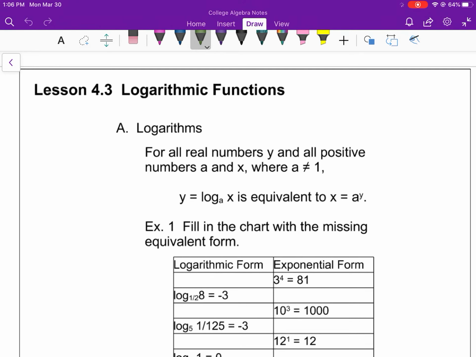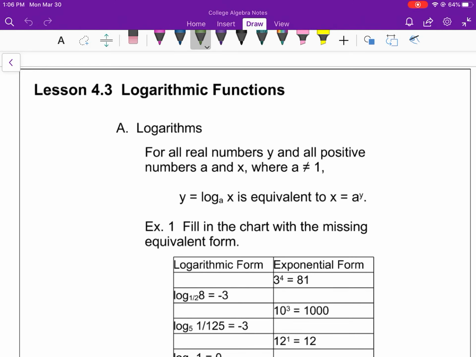College Algebra. This is a video of the first half of lesson 4.3, Logarithmic Functions. So as we move further into chapter 4, we've already covered exponents, so now we're going to get into logarithms, and they are the inverse function of exponentials.